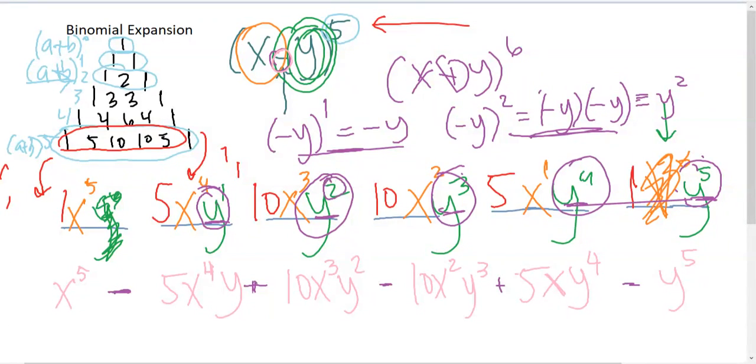And that is how you solve a binomial expansion, being (x - y)^5.